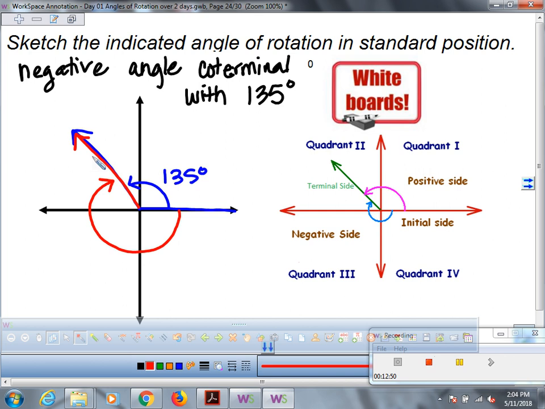You'd have to go all the way around. So I would take 360 and I would subtract 135, which equals 225, but it's a negative angle. Negative 225, yes.